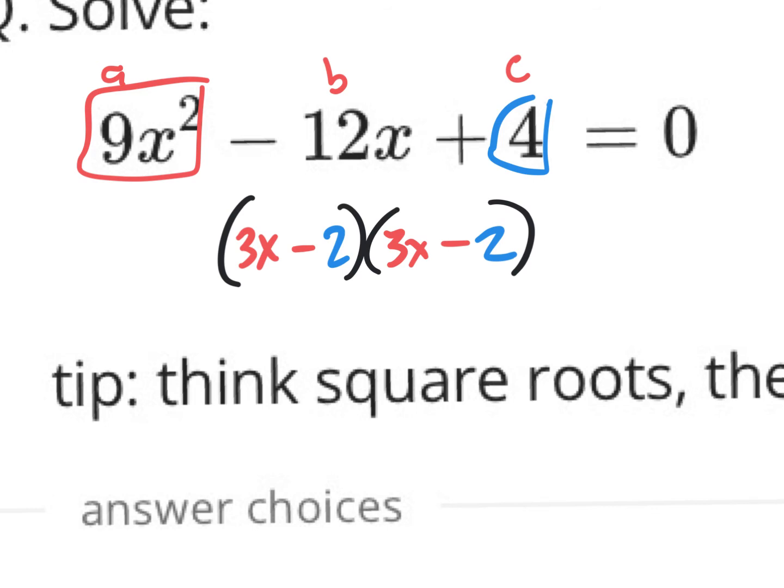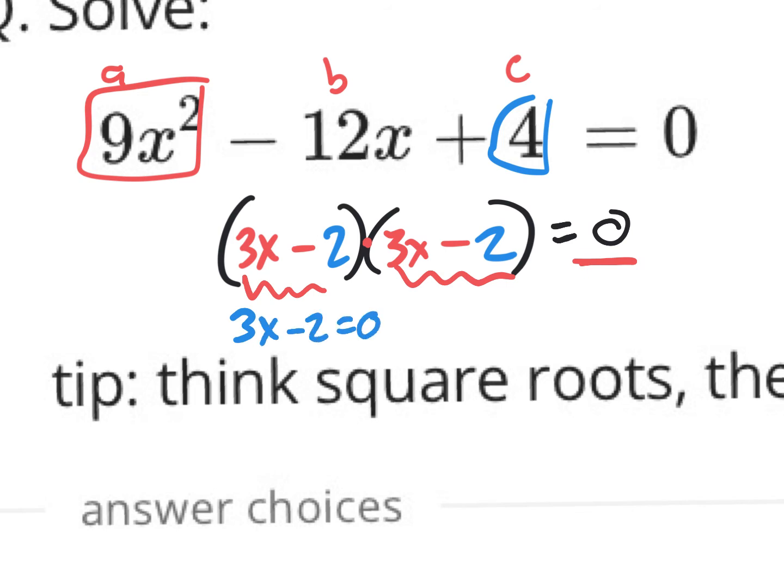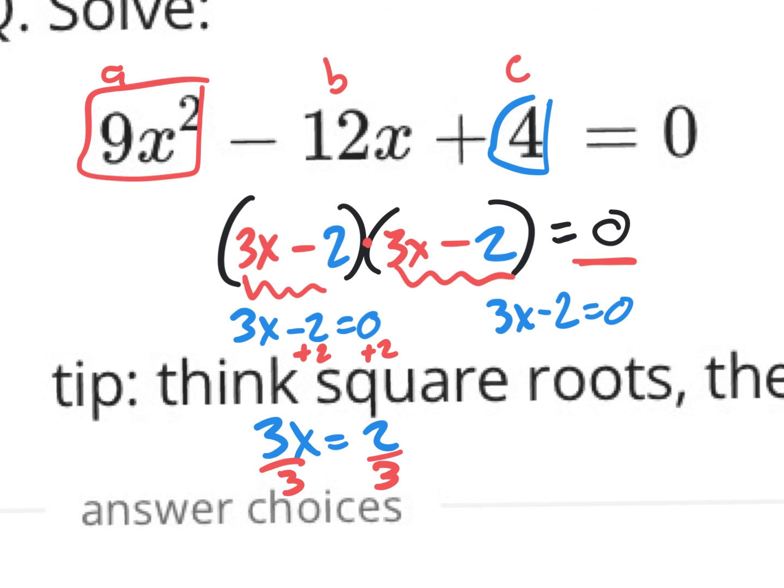Now it is set equal to 0. So now that we have something times something equals 0, you could split them and set them each equal to 0. So when I do that, 3x minus 2, set it equal to 0. 3x minus 2, set it equal to 0. We already know that these are the same identical answers, so we're not going to write the same answer twice. Let's just solve and write that single answer down. So plus 2, your new equation, 3x equals 2. Final step, divide by 3. Your answer is x equals 2/3.